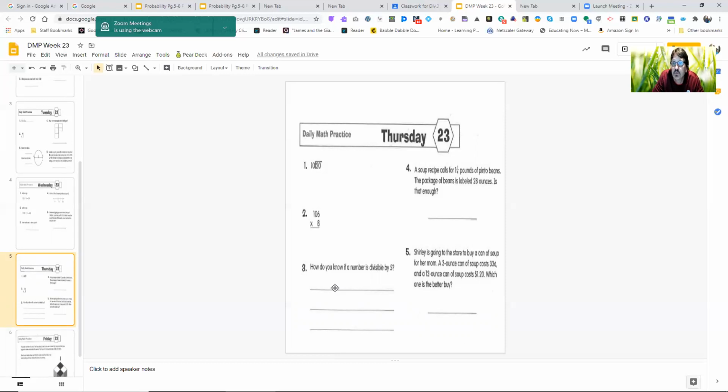Number 5, Shirley is going to the store to buy a can of soup for her mom. A 3-ounce can of soup costs 33 cents, and a 12-ounce can of soup costs $1.20. Which one is a better buy? So you need to do the calculations to figure that one out, right?